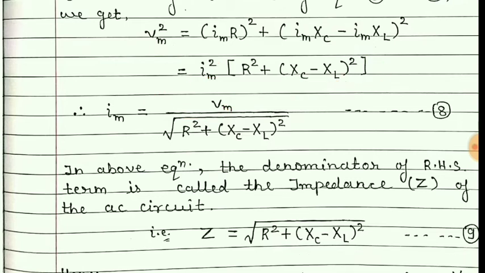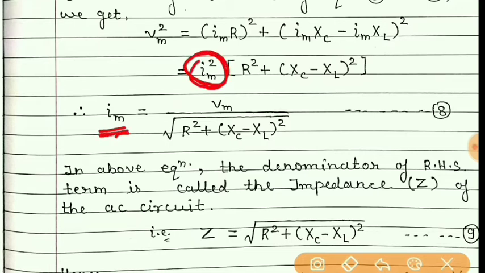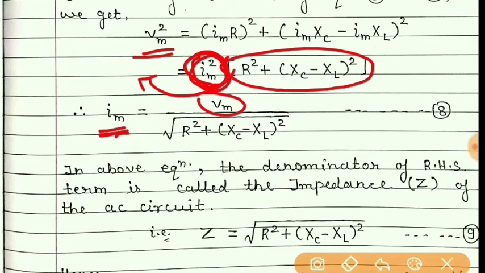But still it is Im square, but I want simply Im. So after that we have to take the square root on both sides. Taking the square root on both sides, on the left side we get simply Im, and on the other side we get the square root of Vm square, that is Vm, and then the square root of this term which was brought to this side.